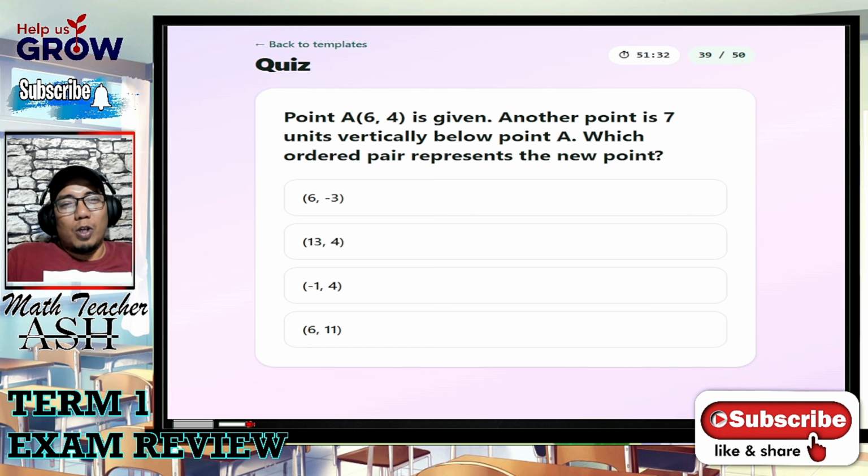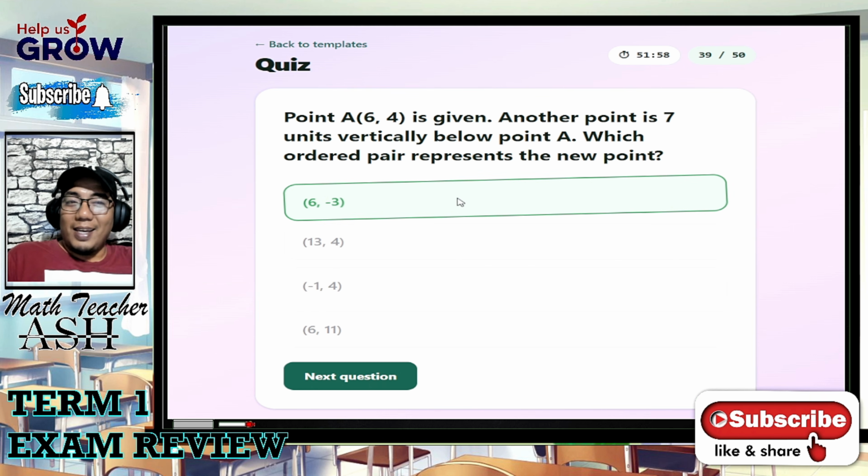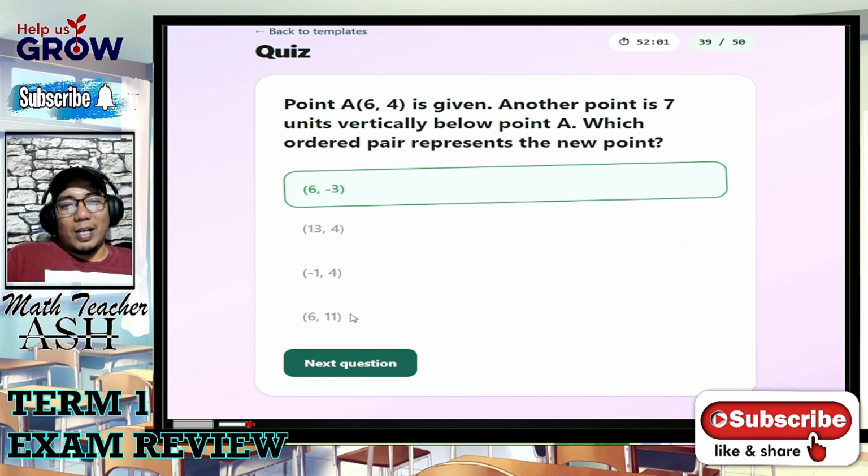Alright, my dear math learners, we are now talking about vertically. So, earlier we have already discussed, if it is vertically, then you are focusing on, very good, you are focusing on the y-axis. Alright, so y coordinate. So we have here 4, 7 units below. So you have 4 minus 7. Okay, so 4 minus 7, that would be -3. So (6, -3) is the correct answer. Let's check. Easy, right? So now let us go to the next question.